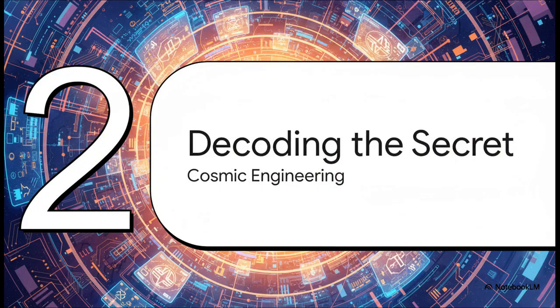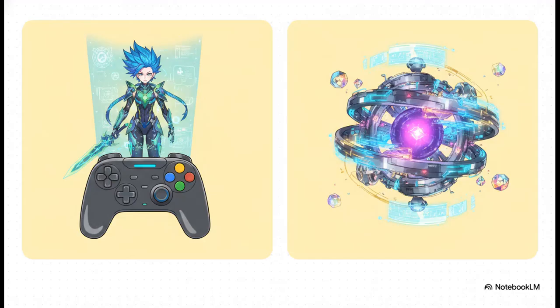All right, section 2, decoding the secret. From gaming to cosmic engineering. To really wrap our heads around how these 5 nested layers function together without falling into that trap of imagining physical objects, we're going to use some modern tech analogies. Because honestly, they map so perfectly to this ancient text. Let's say we're explaining this to a kid playing a video game.